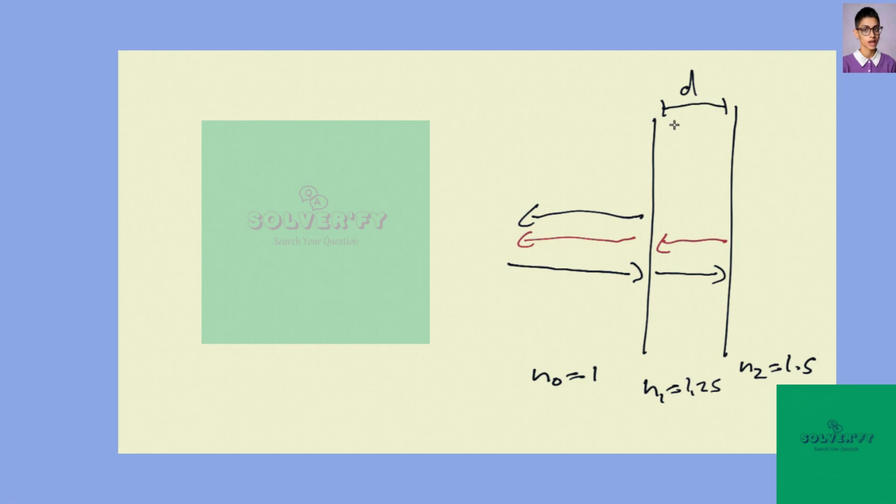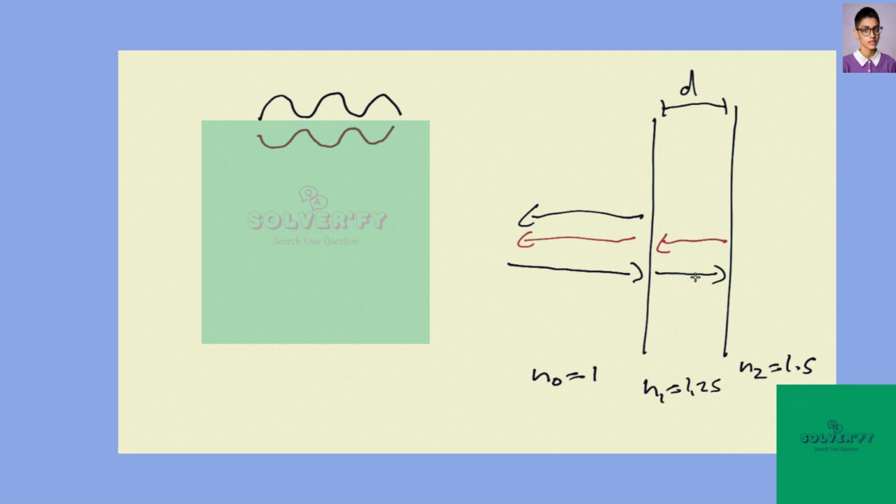And what the problem is asking is, what does this thickness D have to be such that these two red and black reflected waves come out 180 degrees out of phase? Right? So the black ray might be like this, and the red ray will be exactly 180 degrees out of phase, so that the net wave is zero, or has zero amplitude.